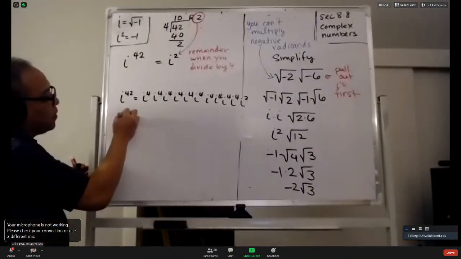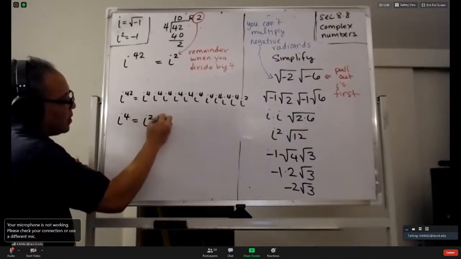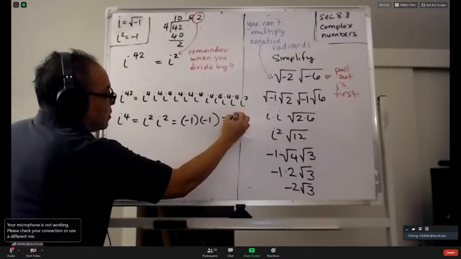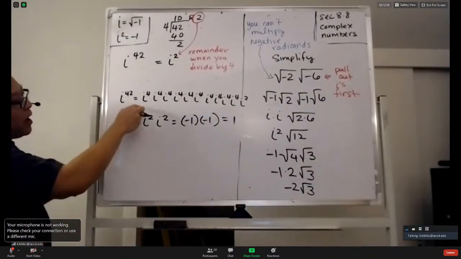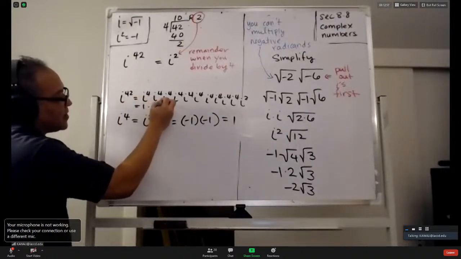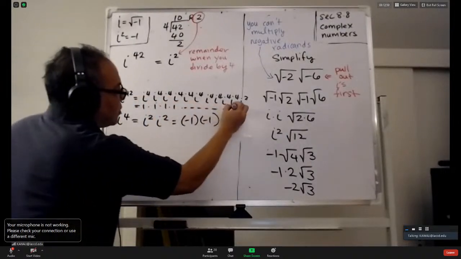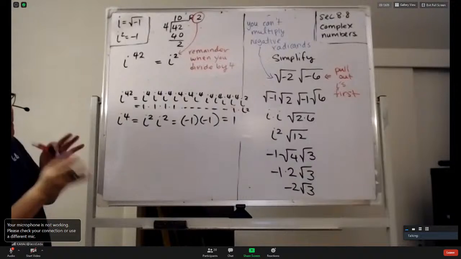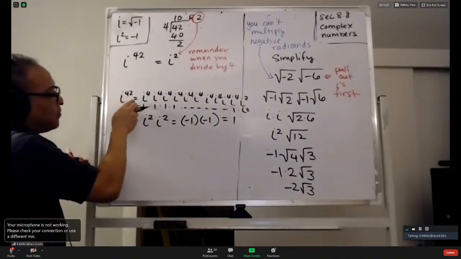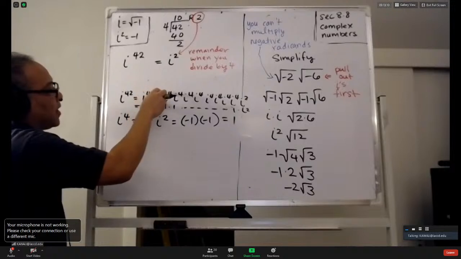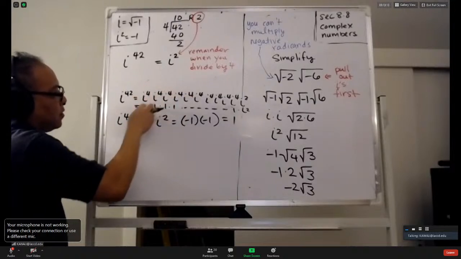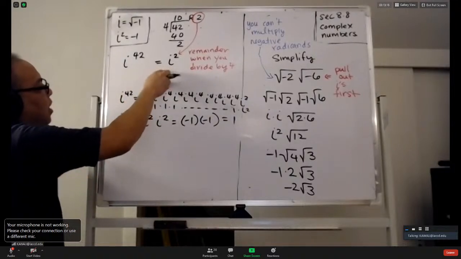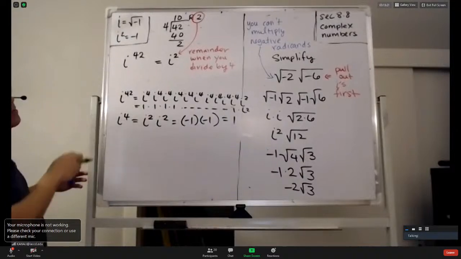Now, i to the 4 is equal to i squared times i squared, which is equal to -1 times -1 is equal to 1. So what's going on here is this is equal to 1 times 1 times 1 times 1 all the way down to 1 times i squared. So every time you multiply by i to the 4, you're actually multiplying by 1. So this is equal to this times a whole bunch of ones. Does that make better sense?